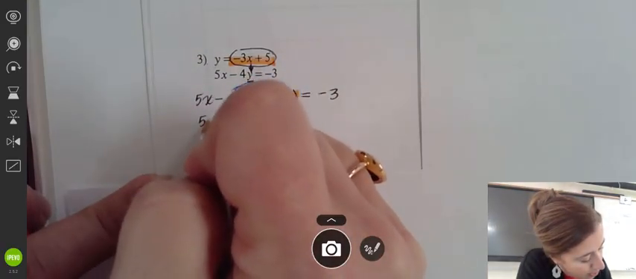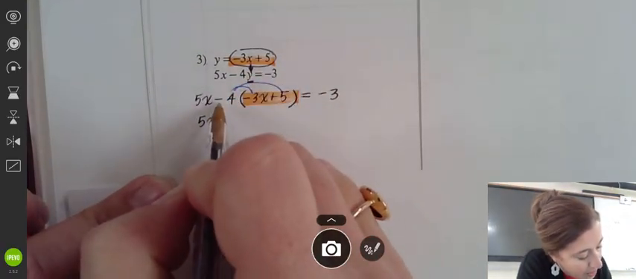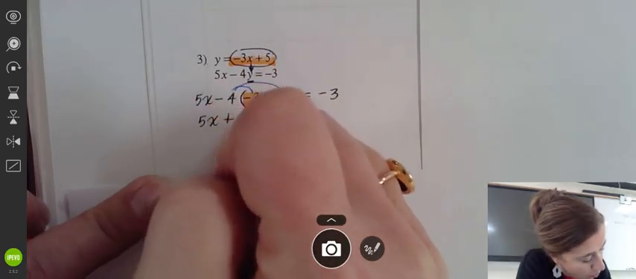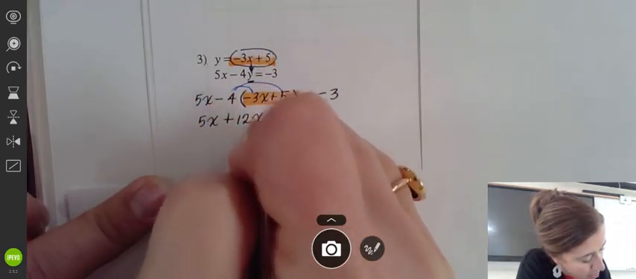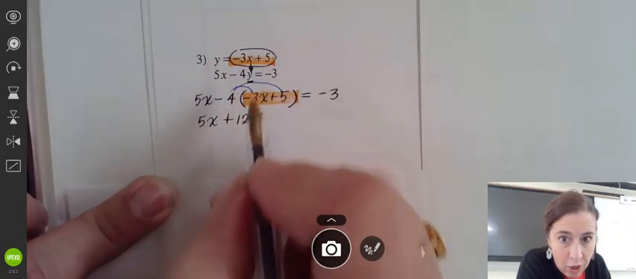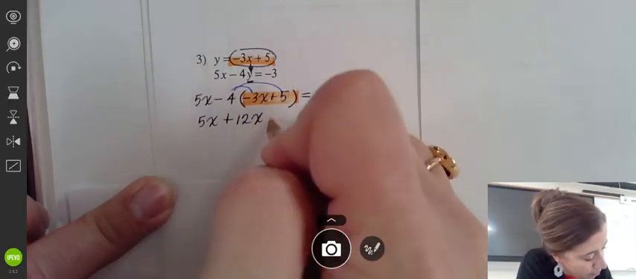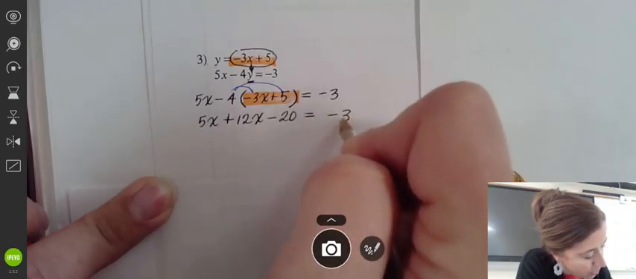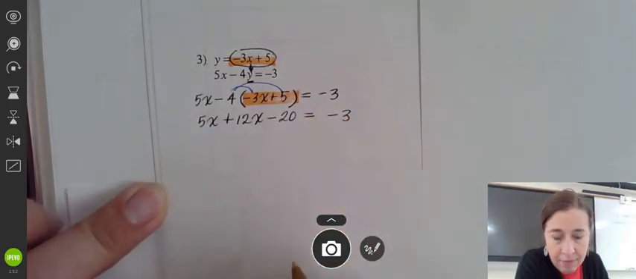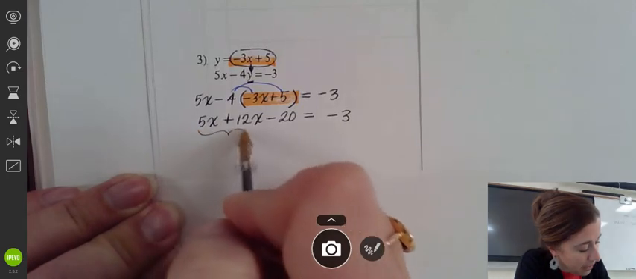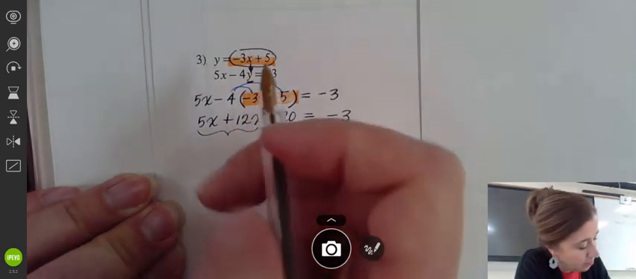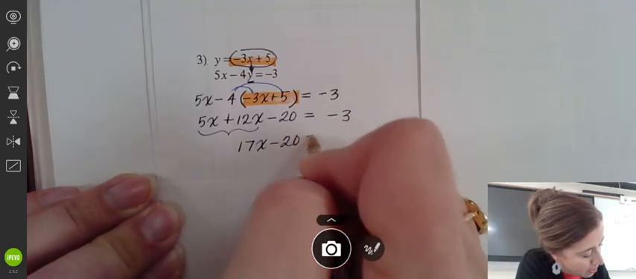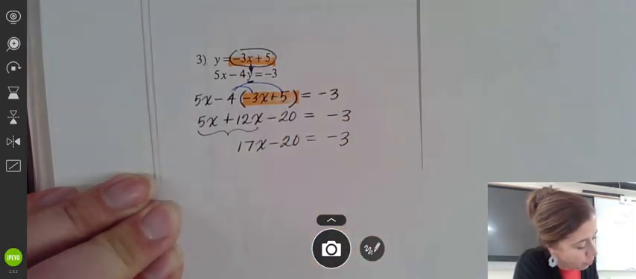All right, then we're going to use our distributive property again to solve for x. Okay, we have 5x. Think of this as a negative 4 times negative 3x, so that's plus 12x. Then think of this as a negative 4 times positive 5, so that's minus 20 is equal to negative 3. Then we're going to combine like terms. 17x minus 20 is equal to negative 3.